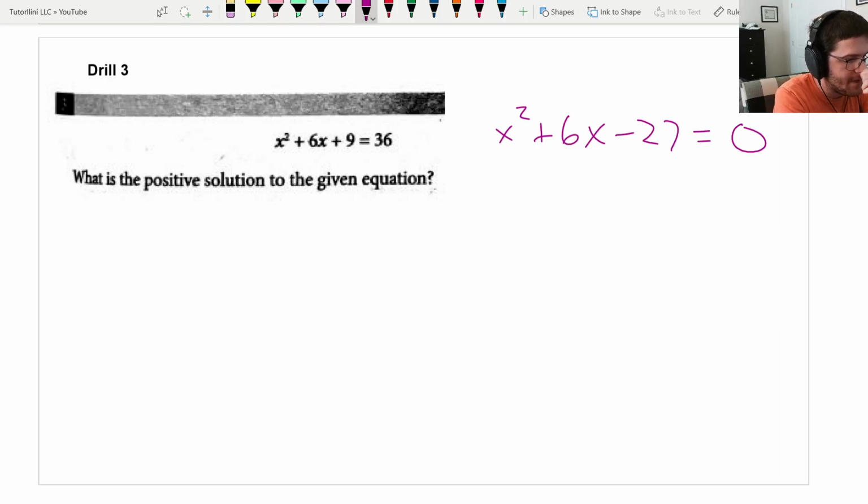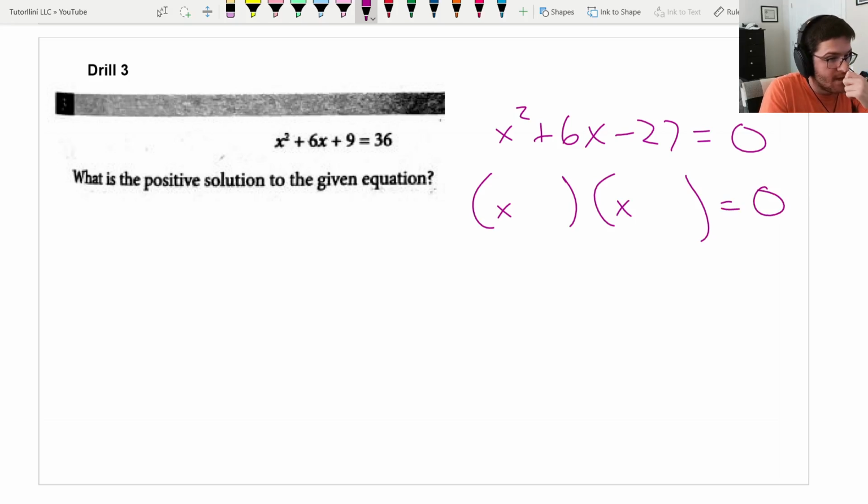And now we're going to see if we can do factoring with a equals 1. I think it's 9 and negative 3. 9 plus negative 3 gives you 6. 9 times negative 3 gives you negative 27. Good. All right, now we're going to do the zero product property.